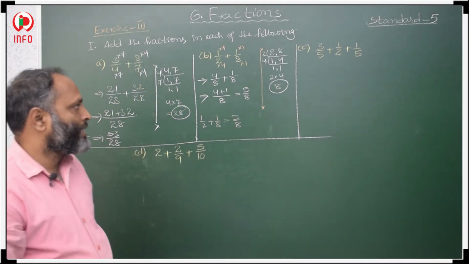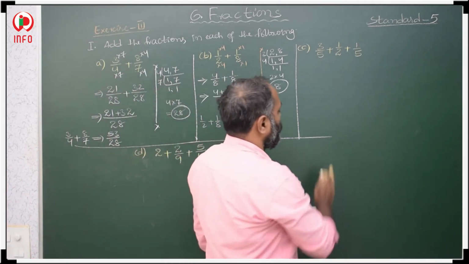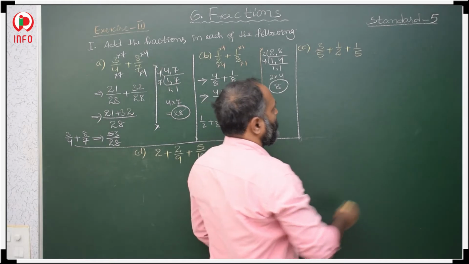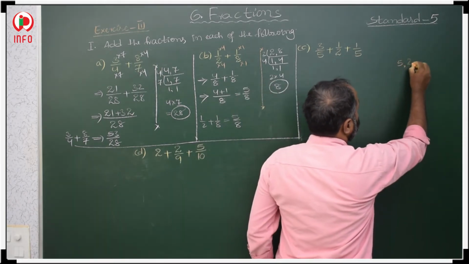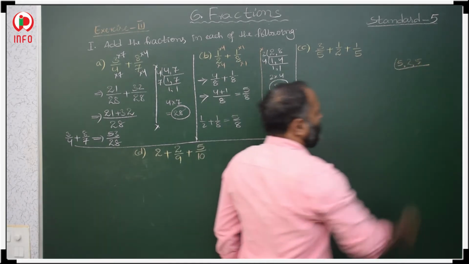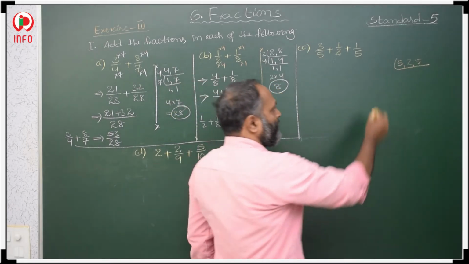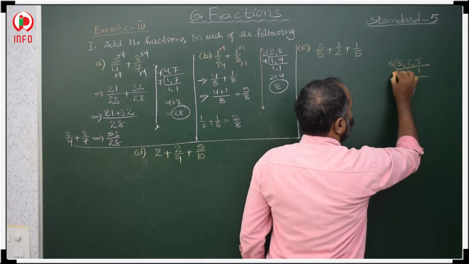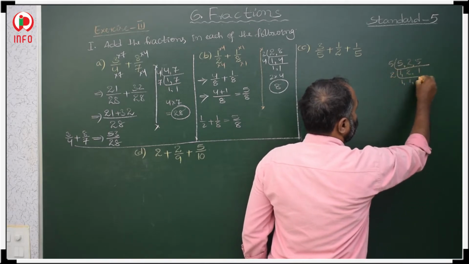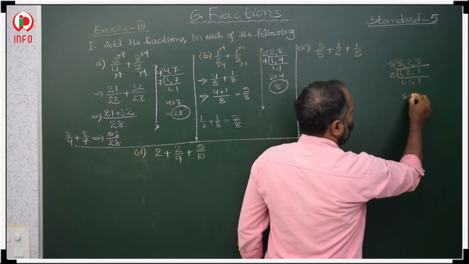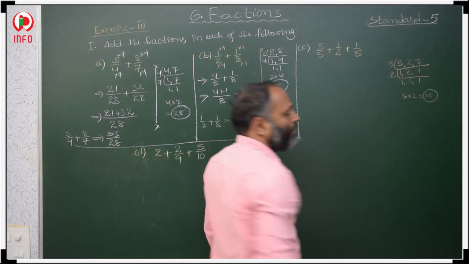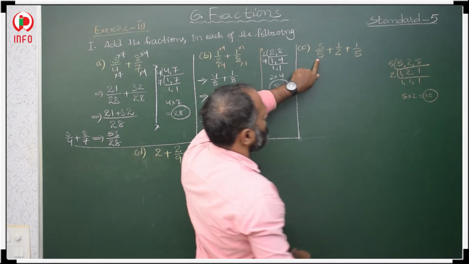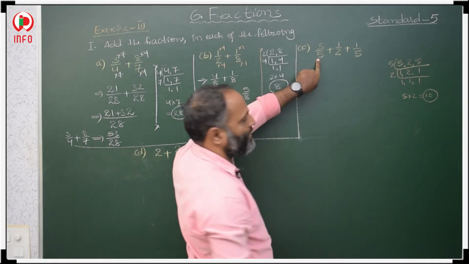Okay. Next, in the third question, first we have to find the LCM of these denominators. What are the denominators? 5, 2 and 5. So, 2 fives are there, so we take 5. 5 ones are 5, 2 as it is, 5 ones are 5. Again 2, 1 as it is, 2 ones are 2, 1 as it is. Multiply 5 into 2, 5 twos are 10. 10 is the LCM.